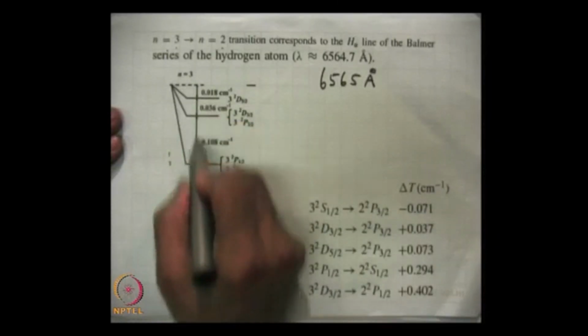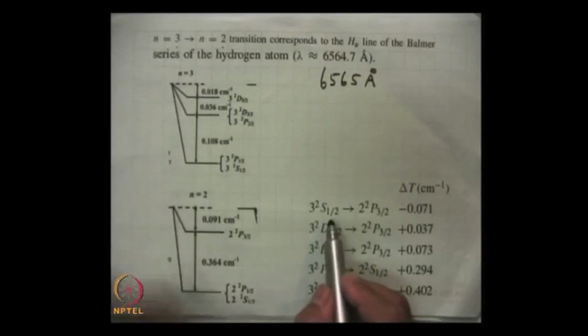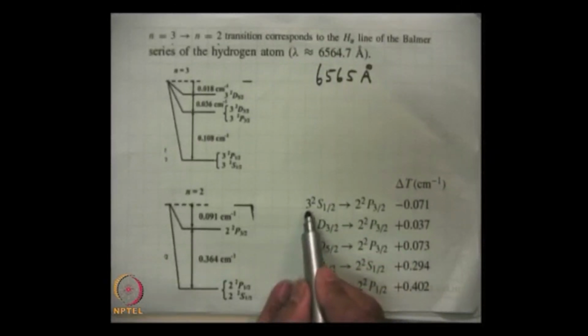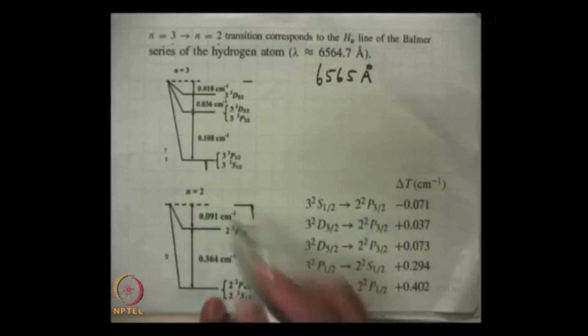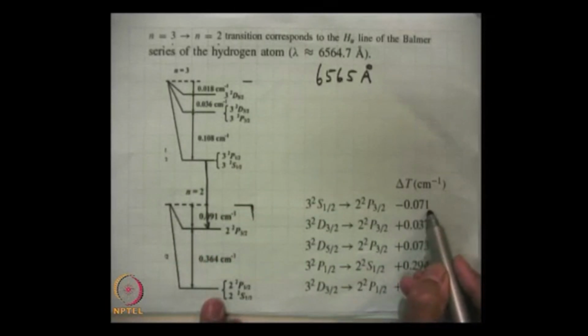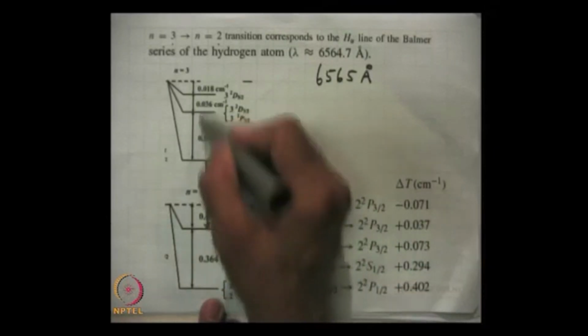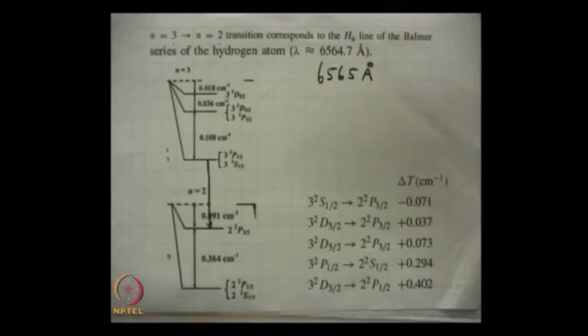So, the n equal to 3 level splits into 3, the n equal to 2 level splits into 2, and when the transition takes place, let us suppose from 3 doublet S half from this level to 2 doublet P 3 by 2, from this to this, the shift is 0.071, and similarly from other levels to the other level, there is a small change in the energy. I would request all of you to calculate this shift and show that it results in 5 spectral lines.